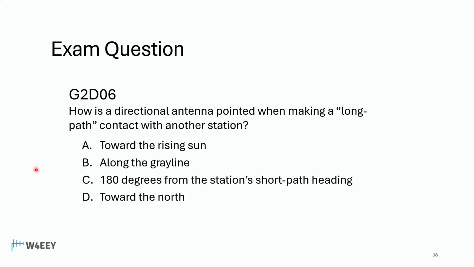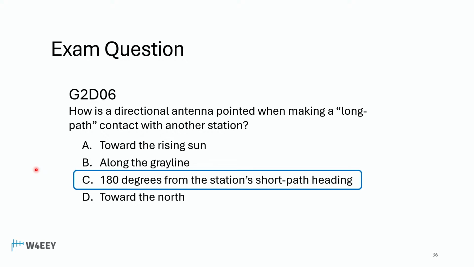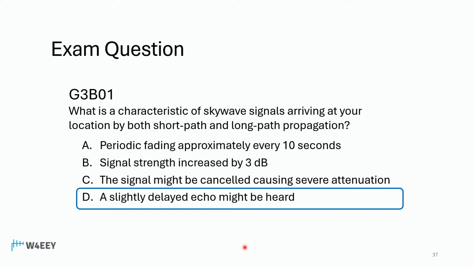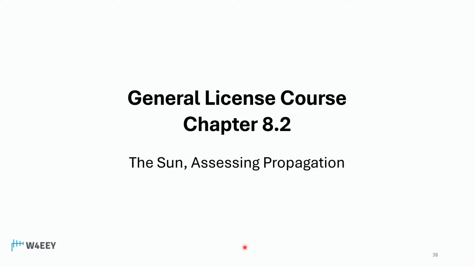How is a directional antenna pointed when making a long path contact with another station? Charlie. Charlie, 180 degrees away. What is a characteristic of skywave signals arriving at your location by both short path and long path propagation? Delta. Yes, a slightly delayed echo may be heard. Yep.